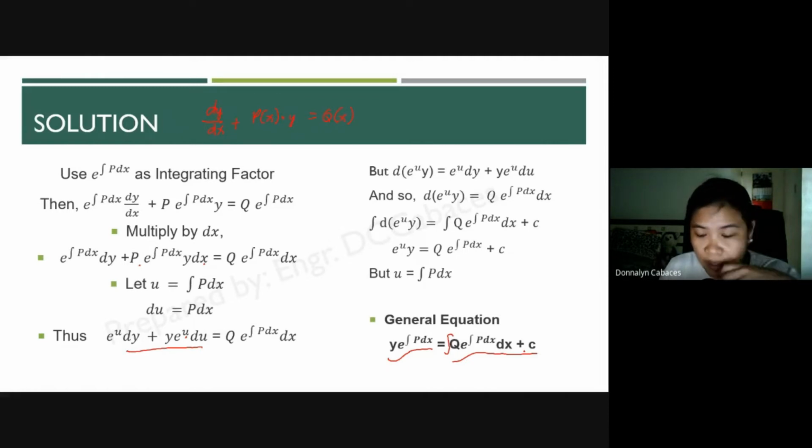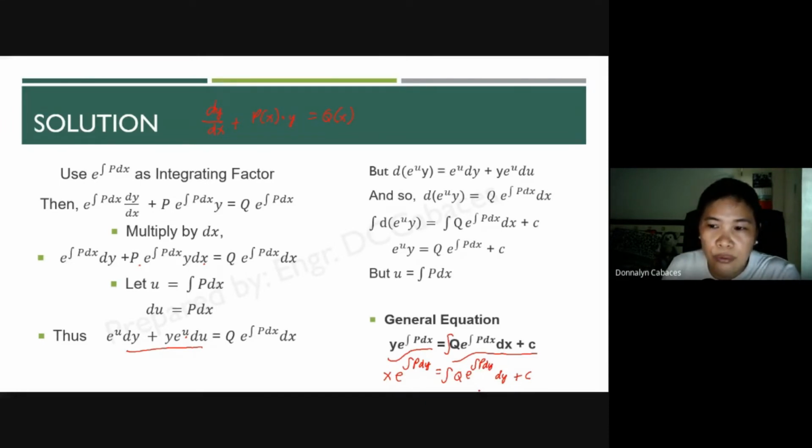So if you have x, then you just replace the variables. You have here x e to the integral of p dy is equal to the integral of q e to the integral of p dy plus c. That is if x is the linear variable. Maybe again, you don't understand the method of solution because there is no numerical value given, because this is the general solution.